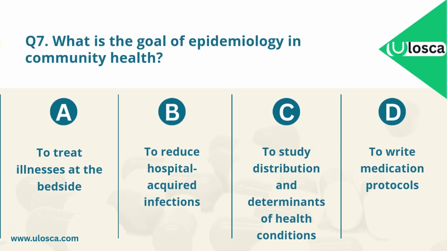Question 7. What is the goal of epidemiology in community health? A. To treat illnesses at the bedside. B. To reduce hospital-acquired infections. C. To study distribution and determinants of health conditions. D. To write medication protocols. Which one is the correct answer?